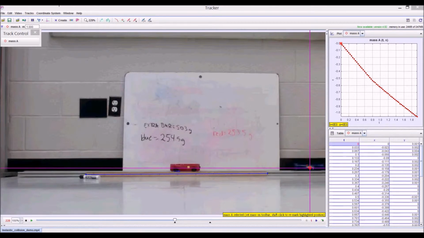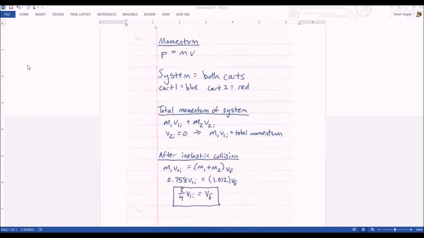My results show that momentum is indeed conserved because after the collision, the added momentum of the carts was very close to the momentum of the initial blue cart. Let's start by understanding conservation of momentum. Momentum is equal to the mass times velocity. By choosing both carts as our system, we must add their momentums to find the total momentum of the system.